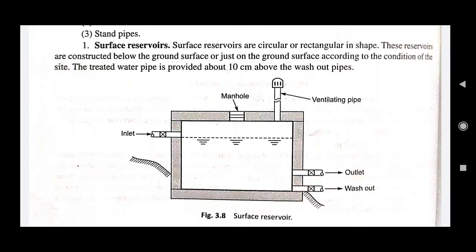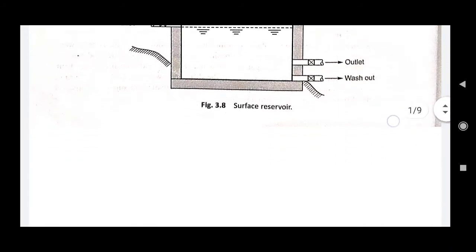On the top of the tank there is a manhole which is used for cleaning and washing of the tank. The periodic maintenance of any type of reservoir is mandatory, and for that purpose the manholes are provided. So this is an outline of a surface reservoir, right?